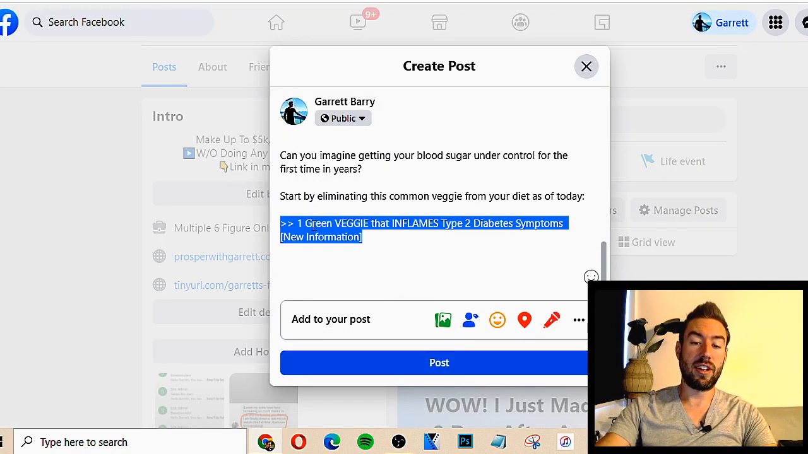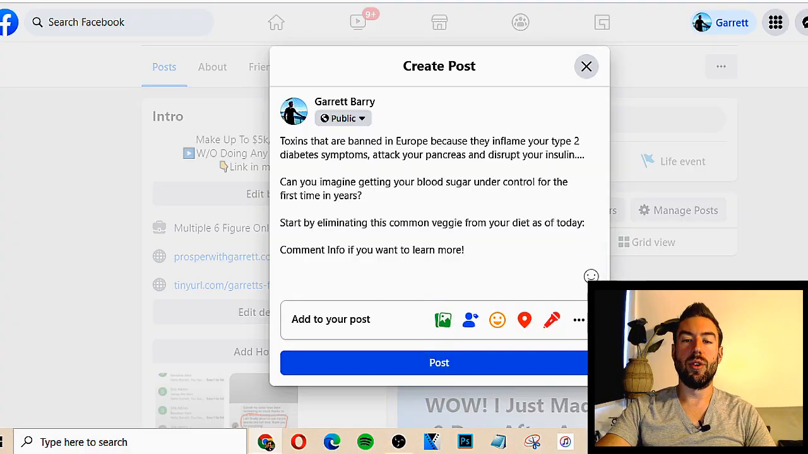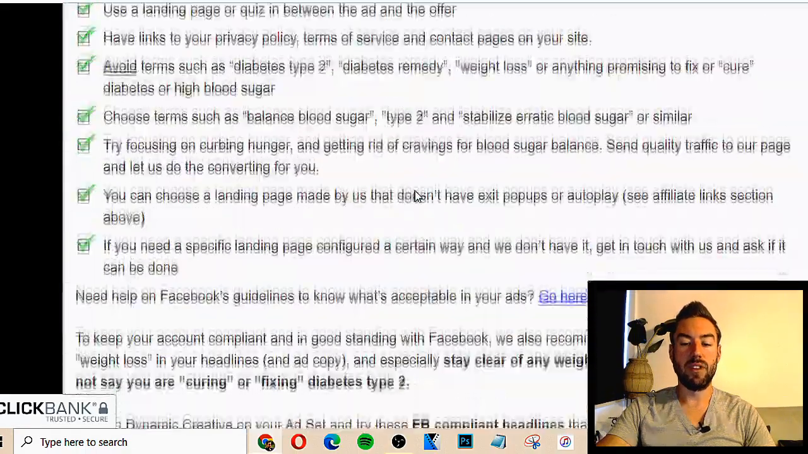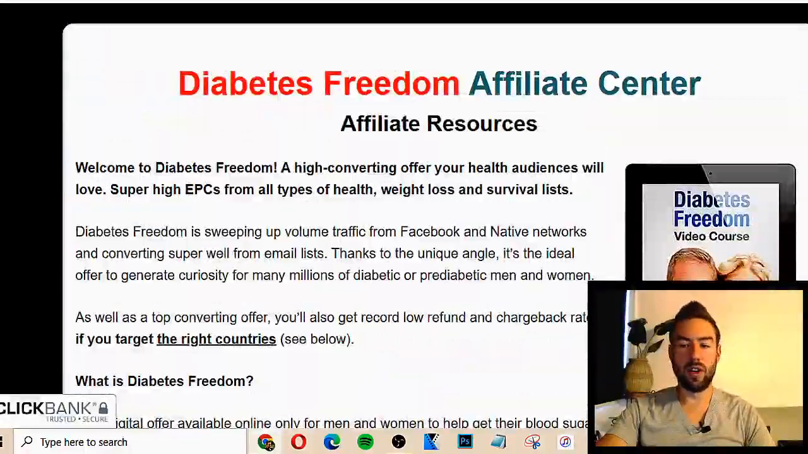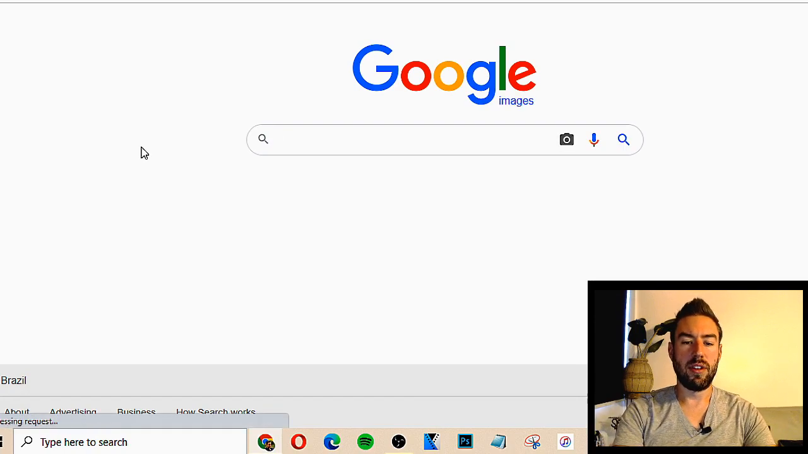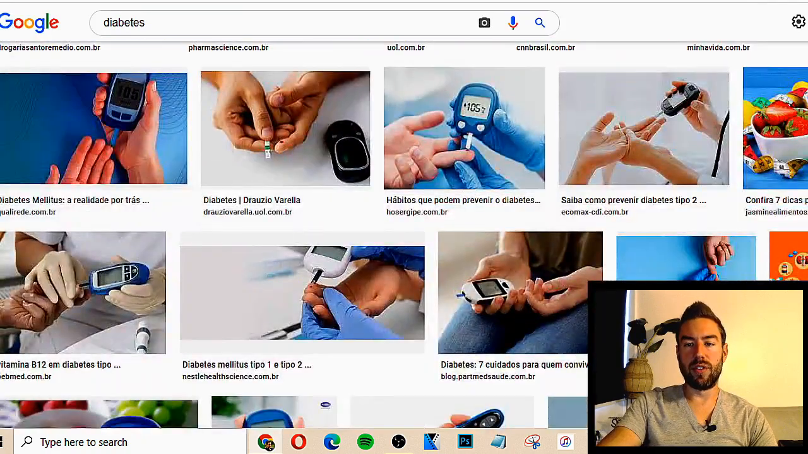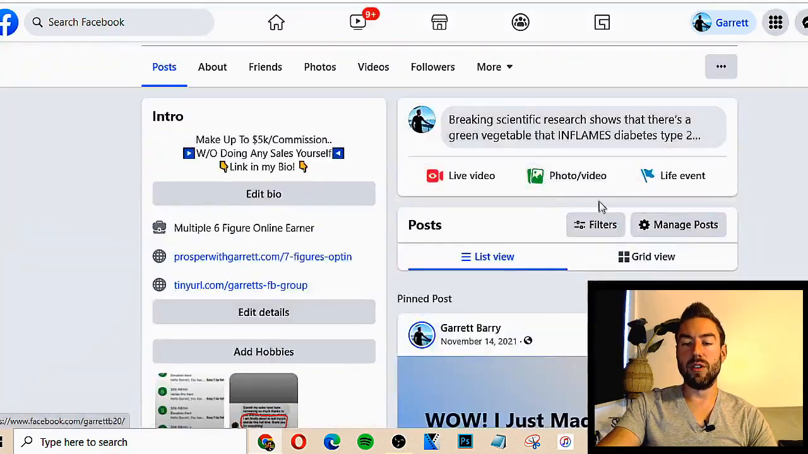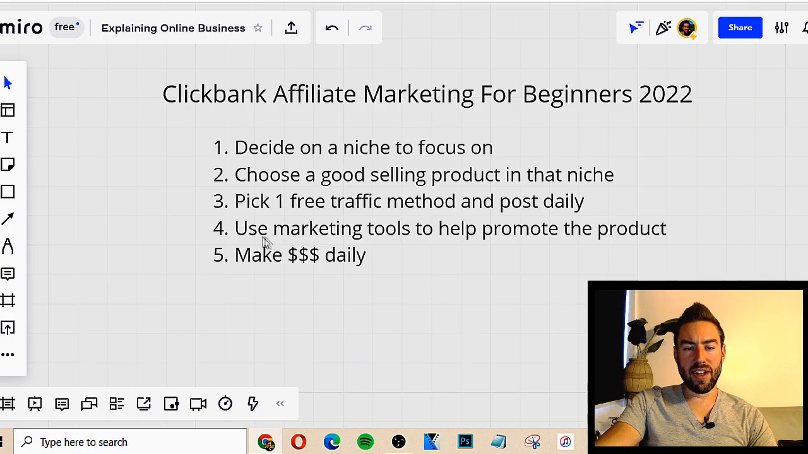And then towards the end, you want to say, comment info if you want to learn more. And then you post that. You can add a photo as well. Sometimes they supply photos. This one doesn't, but you can often find photos on Google. You can go to Google, go to images, and I could type in diabetes. I can download one of these photos and post it. And then when people comment for info, you just send them your affiliate link. So really, really powerful. And then again, make money daily.